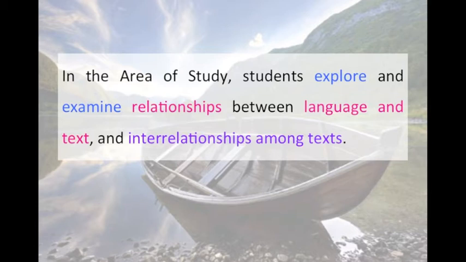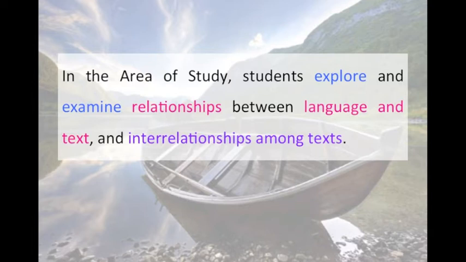The word examine means to look at something in detail. So you're exploring, so you're looking at everything and you're doing it in detail. Examining is also more forensic than exploring is. It's more about figuring out how things work and why things work. So what we're exploring and examining are the relationships between language and text. So how does language relate to text? How do a bunch of words and the way those words are put together create meaning in text? How do language and text relate to each other?